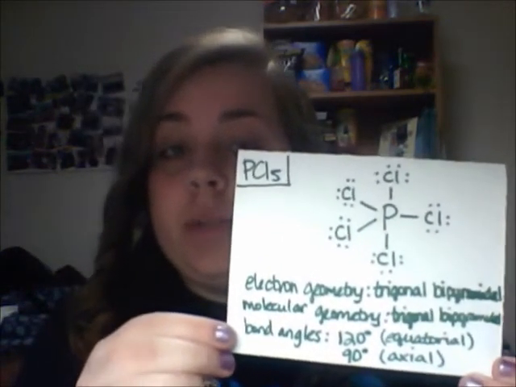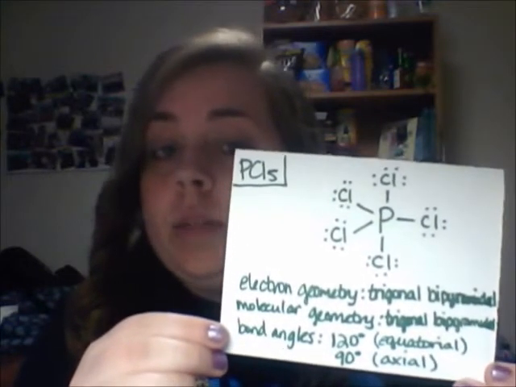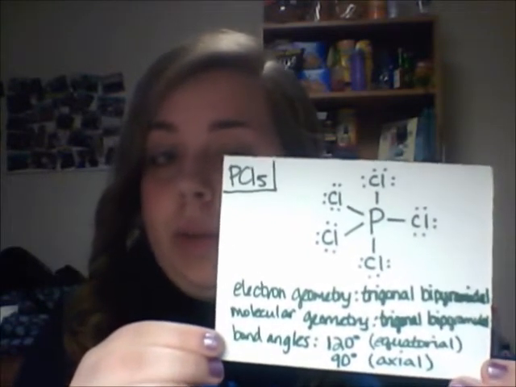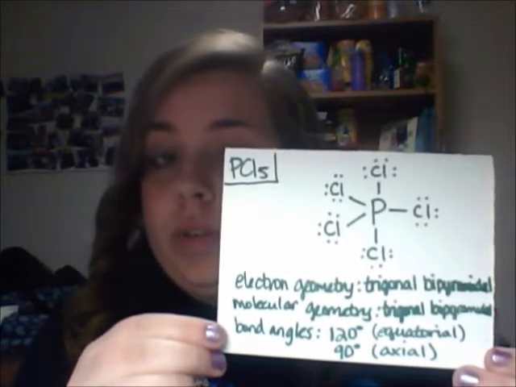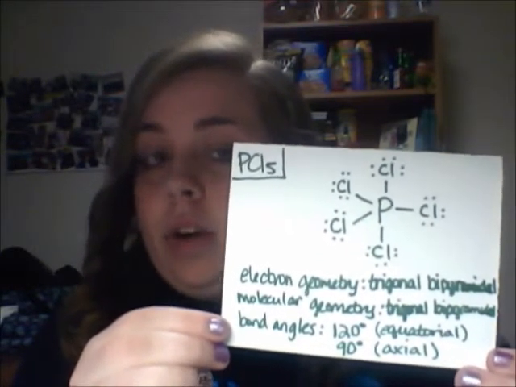Moving on to those structures with 5 electron groups, first we have phosphorus pentachloride, or PCl5. The electron geometry is trigonal bipyramidal, the molecular geometry is also trigonal bipyramidal, and the bond angles are 120 degrees equatorially and 90 degrees across the axis.